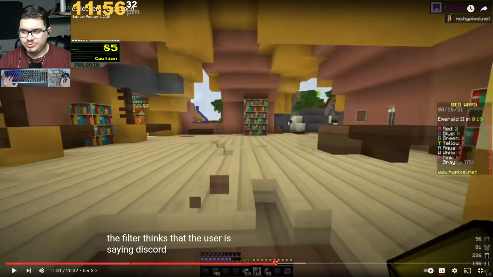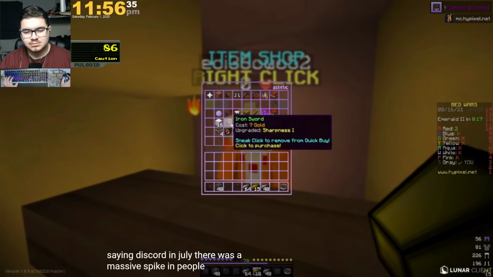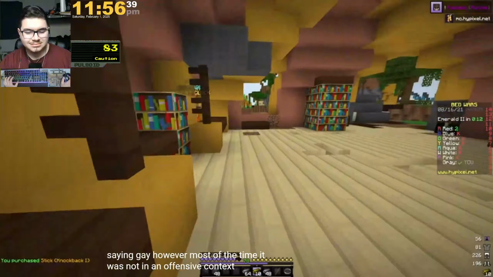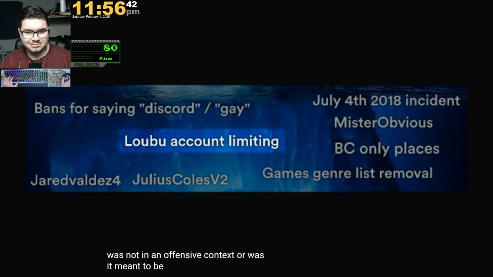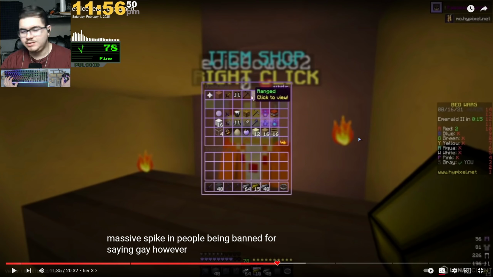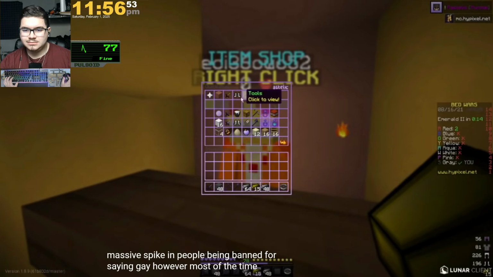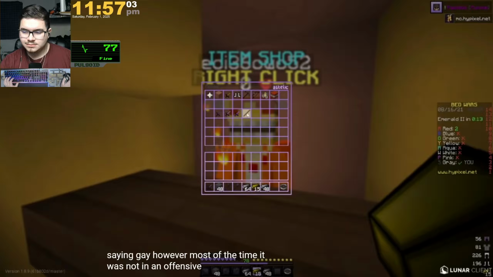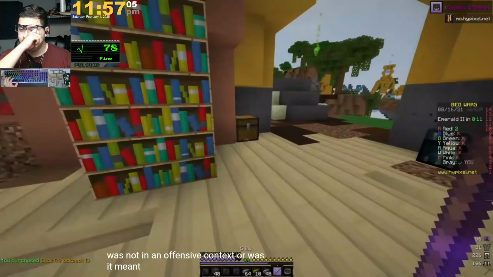That'd be terrible. There was a massive spike in people being banned for saying gay. However, most of the time it was not in an offensive context, or was it meant to be? I don't know. It's just a weird filter error from Roblox in the scripts. They can fail easily, but hey, we have Marvel Rivals, which has weird filter guidelines too.